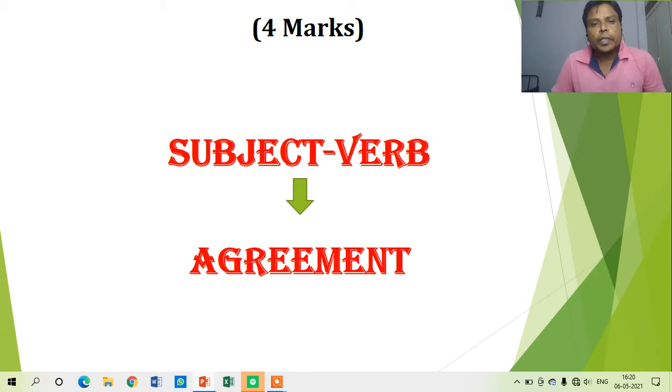In the examination you will be given 4 sentences. The subject will be there, and in place of the verb there will be a blank, and you will be given 2 options for the answer. You have to select one and write that correct answer in the blank, so that the answer will be the correct verb which agrees with the subject.